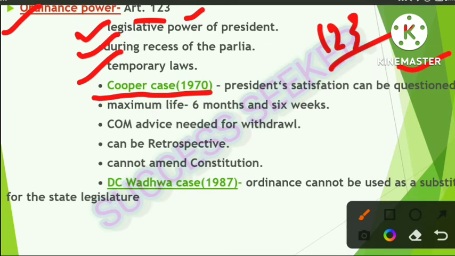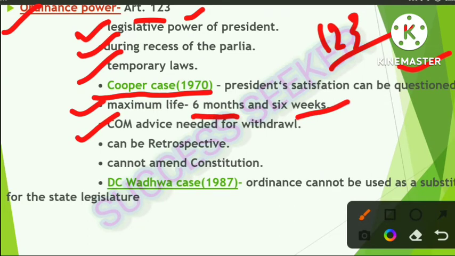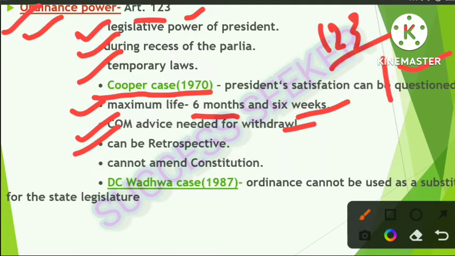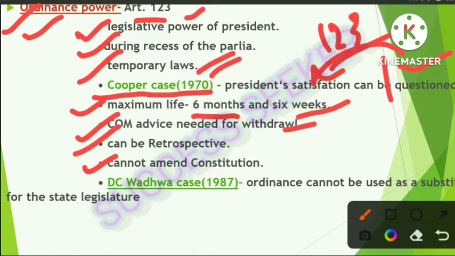So the President's power was a little bit diluted. The maximum life for an ordinance is 6 months and 6 weeks. The Council of Ministers' advice is needed for withdrawal of an ordinance. An ordinance can be retrospective, that is, it can apply to previous law also. It cannot amend the constitution. It can only pose ordinary laws which are necessary during that time.